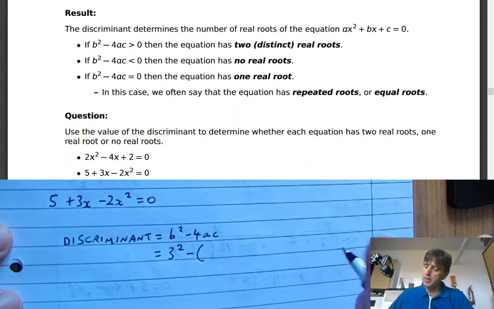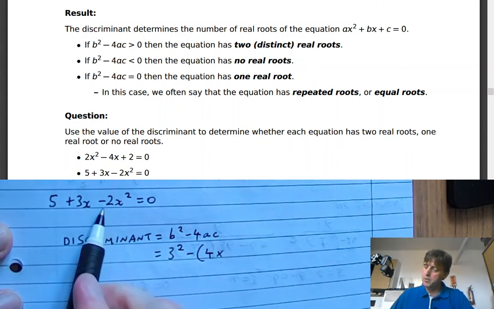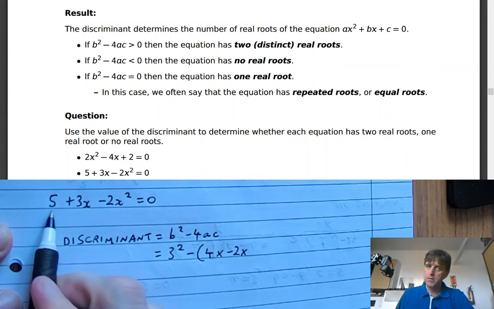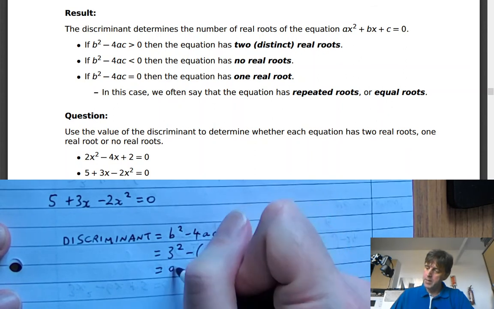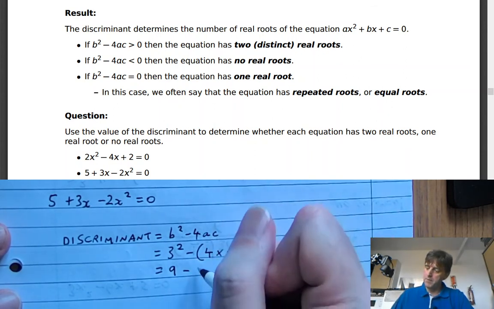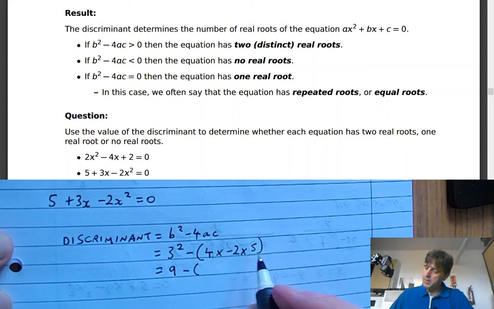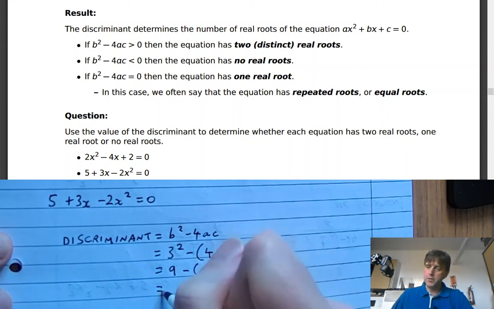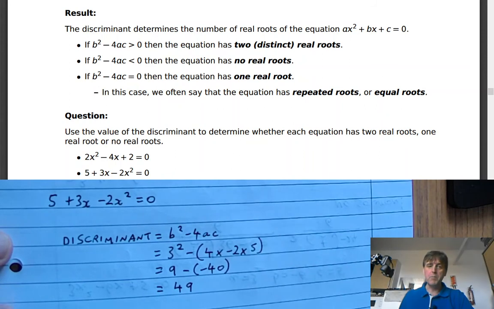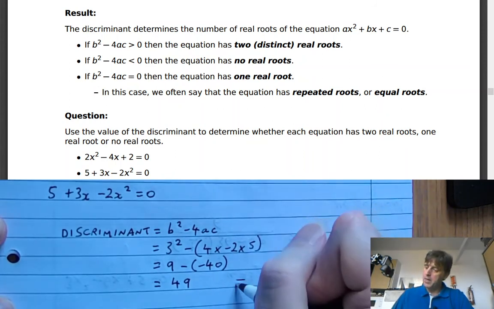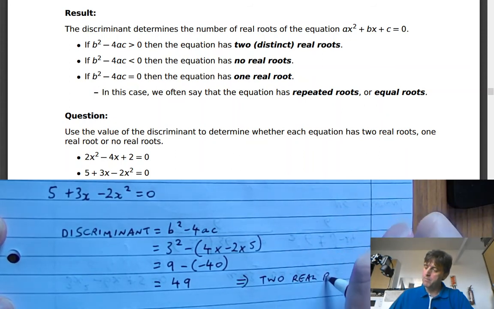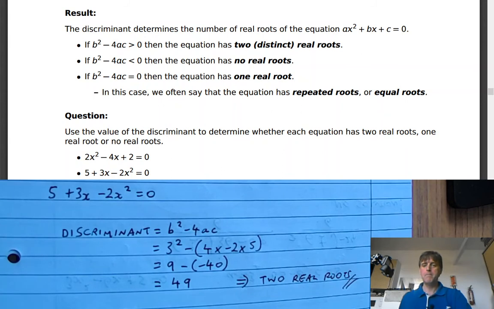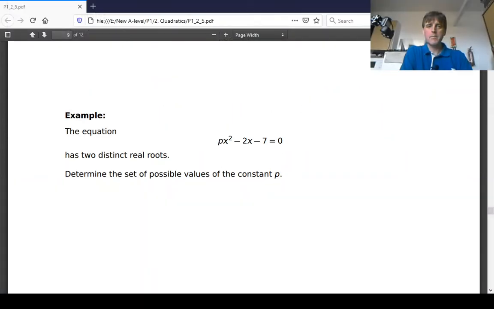And then from that, we have to subtract 4 times a, which is negative 2, times c, which is 5. Work out what that is. So 3 squared is, of course, 9. And then 4 times negative 2 times 5, I think that's going to be negative 40. So the discriminant equals 49. Now 49 is a positive number, so that must mean that our equation has 2 distinct real roots. Okay, do you see how important or how useful this discriminant is?